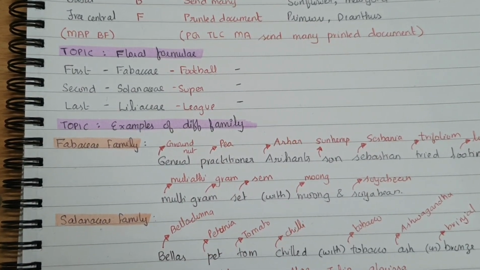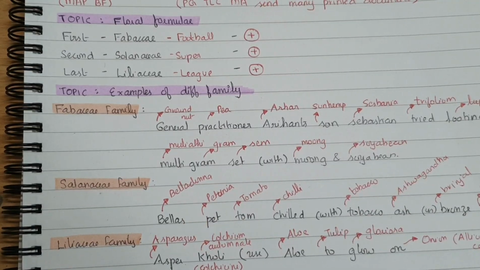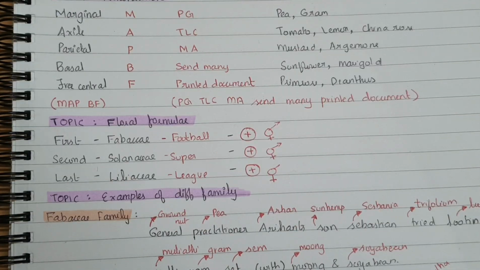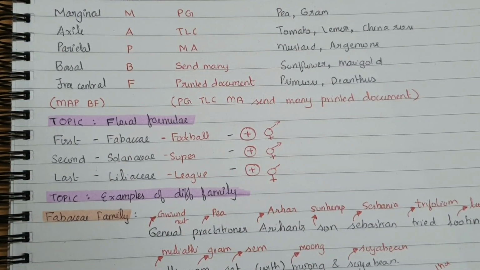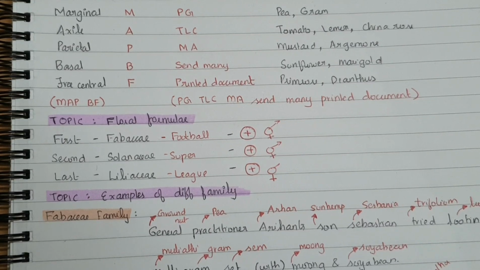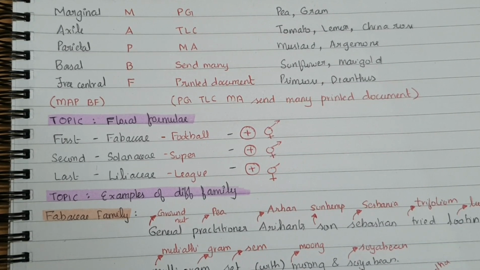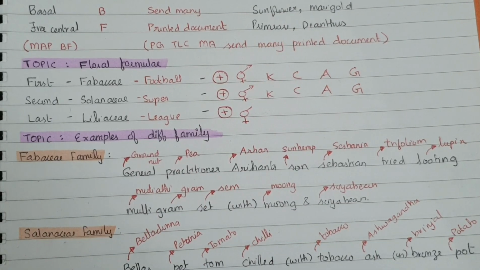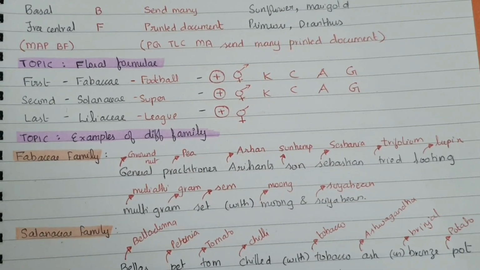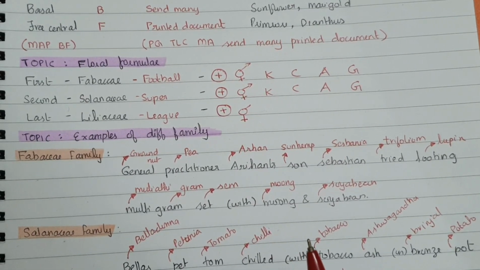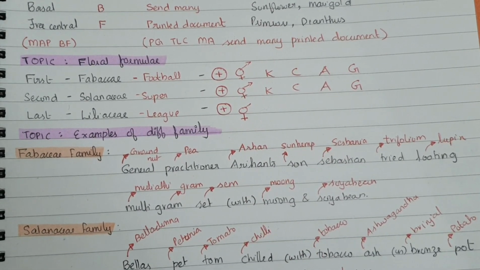In 3 of this, put a plus sign, and all 3 of them are bisexual. Then write KCAG in the first 2, that is Football Super. For Football Super, just write K, C, A, G. And for the last one, that is Liliaceae, the League, you have to write PAG.